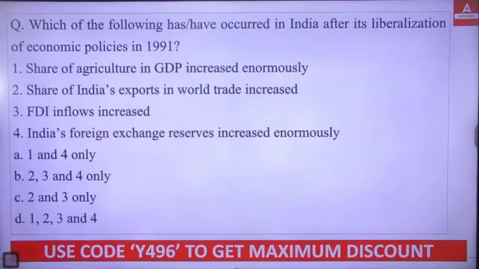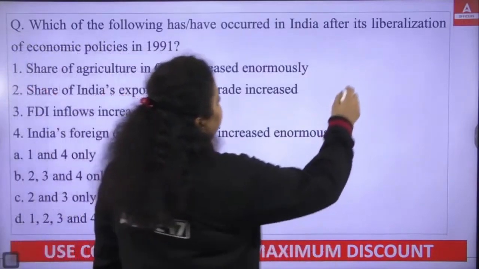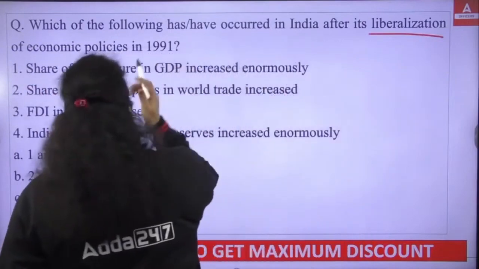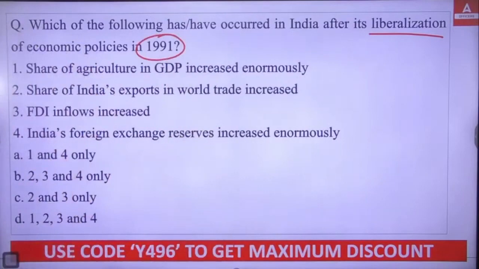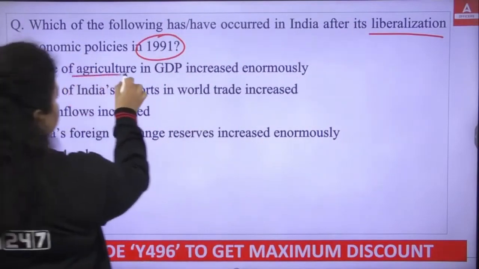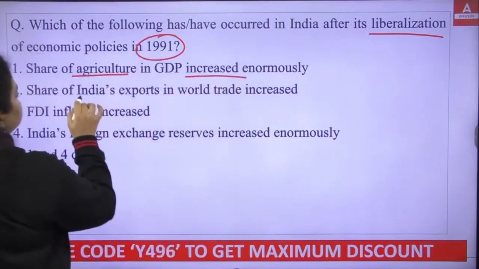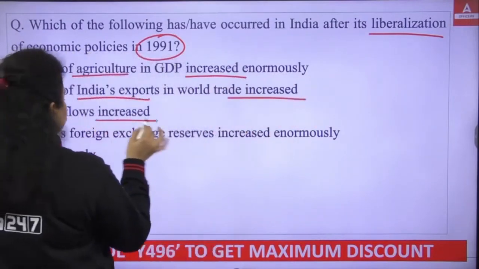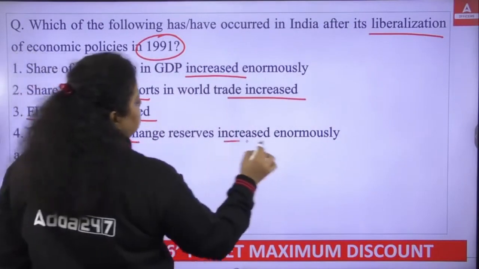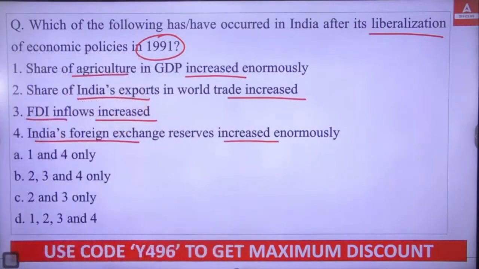Now, which of the following has occurred in India after the liberalization of economic policy in 1991? So what changes happened after the liberalization? The share of agriculture in GDP increased. The share of India's exports in world trade increased. FDI inflow increased. India's foreign exchange reserve increased. So what do you think? Which of the following is correct? A, B, C or D?